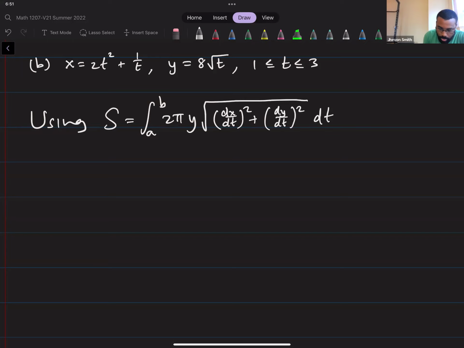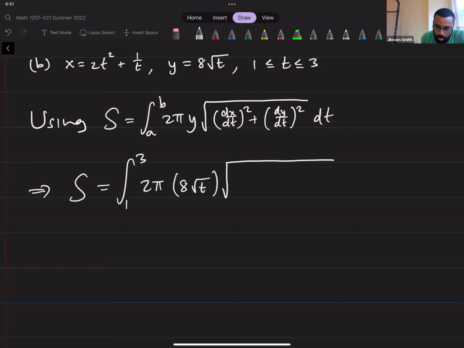Applying this formula, this gives us that our s is going to be the integral from 1 to 3 of 2 pi times 8 rad t times the radical. The derivative of x is 4t, and I want to square that. No, x has 2 terms, so it's going to be a bunch of things squared. So it's going to be 4t minus 1 over t squared, plus the derivative of y, which is going to be four t to the minus 1/2, squared, dt.